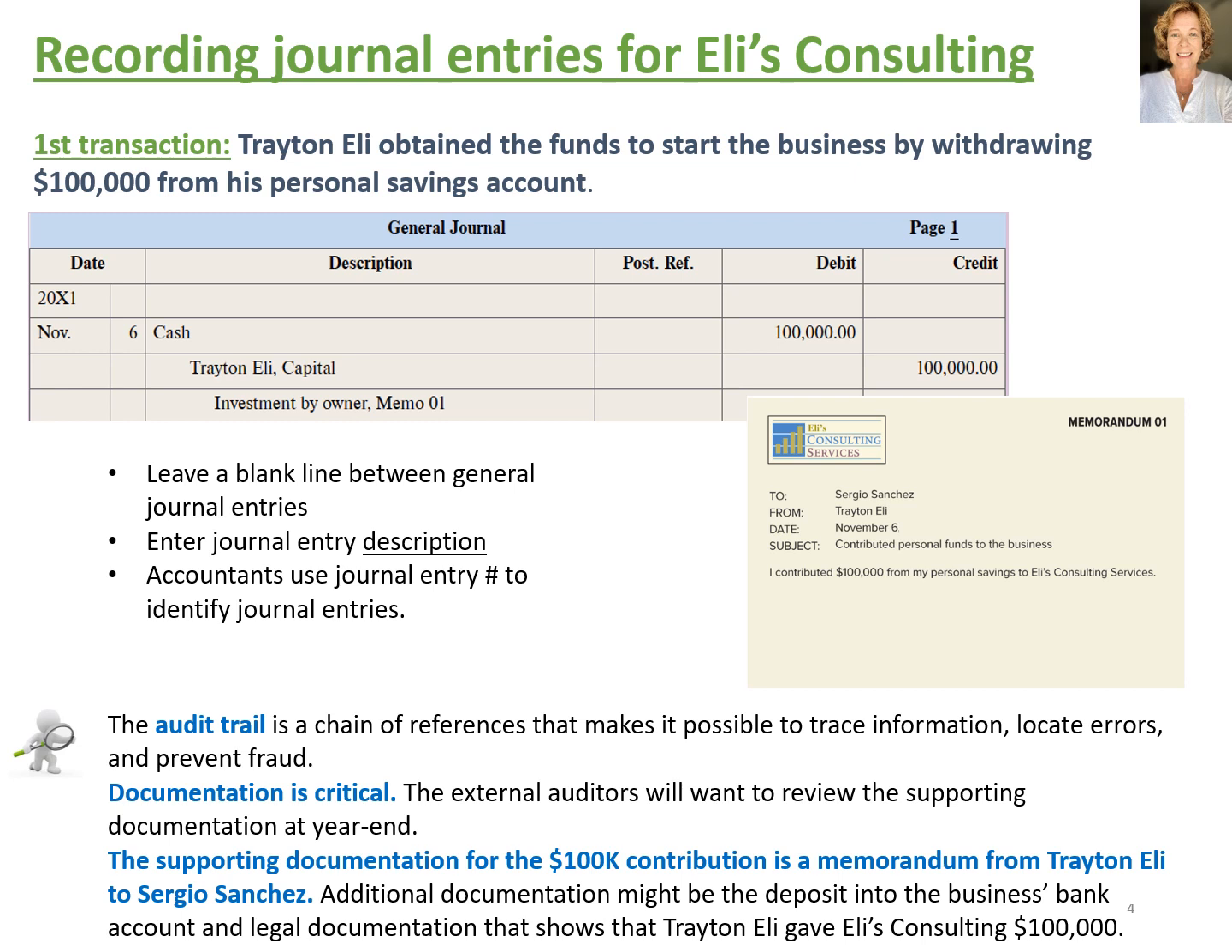To record this business transaction, we debit cash for $100,000 because cash is an asset and assets increase with debits. Therefore, a debit to cash for $100,000. For our credit side, our capital increases, and owner's equity, which capital is part of, increases with credits. Therefore, a credit to Trayton Eli Capital for $100,000.